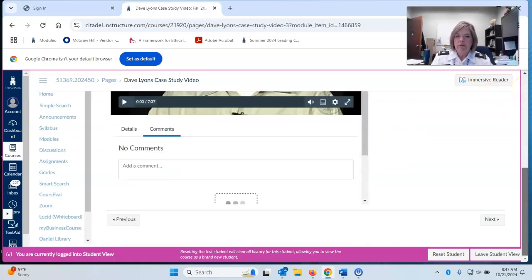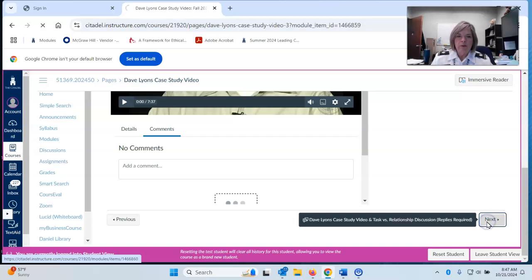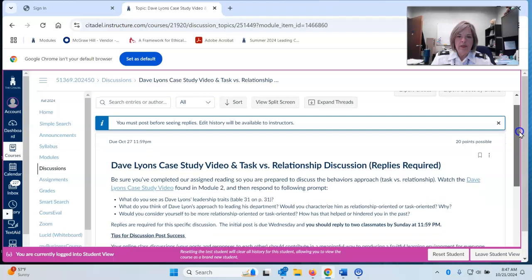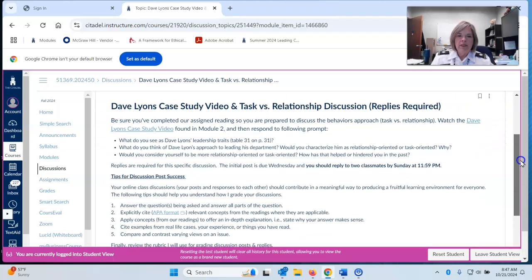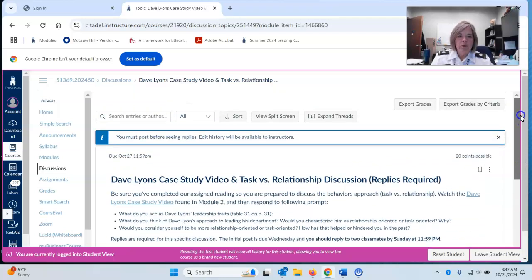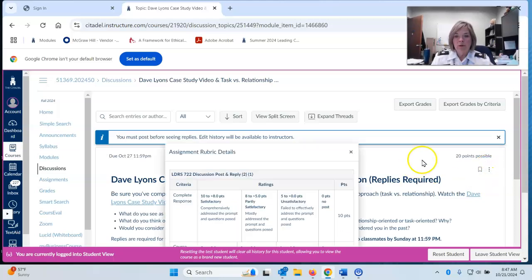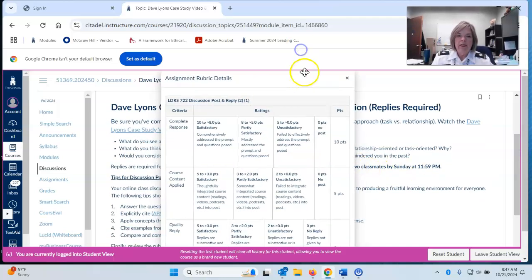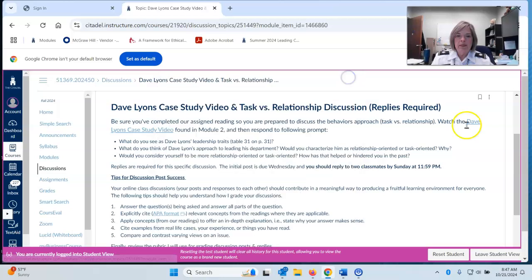Okay, so you had some reading to do in the Northouse book about the two different categories of leadership theories. Then you're going to have a discussion board. See the note here, you must post before seeing replies. If you want to see the rubric for grading, see these three dots here, show the rubric. It doesn't just automatically pop up like it does for the written assignments, but that's how you see the rubric.